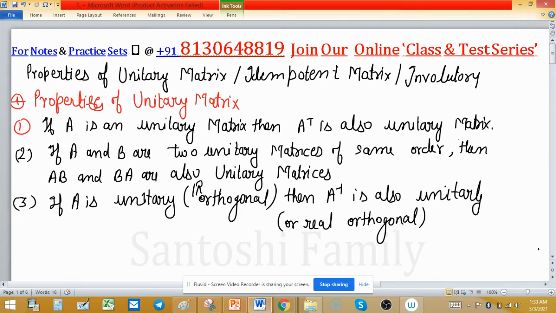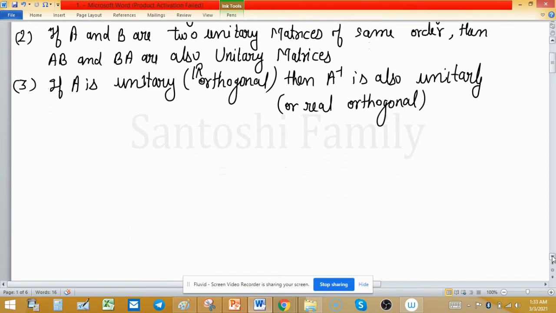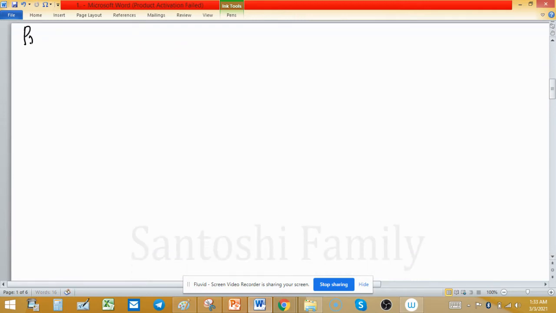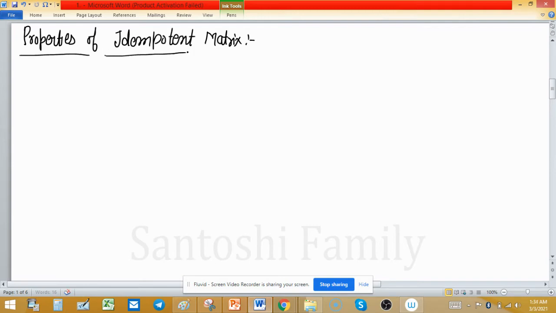Now, properties of idempotent matrices. The first property is: an idempotent matrix is necessarily a square matrix. It is a necessary condition.